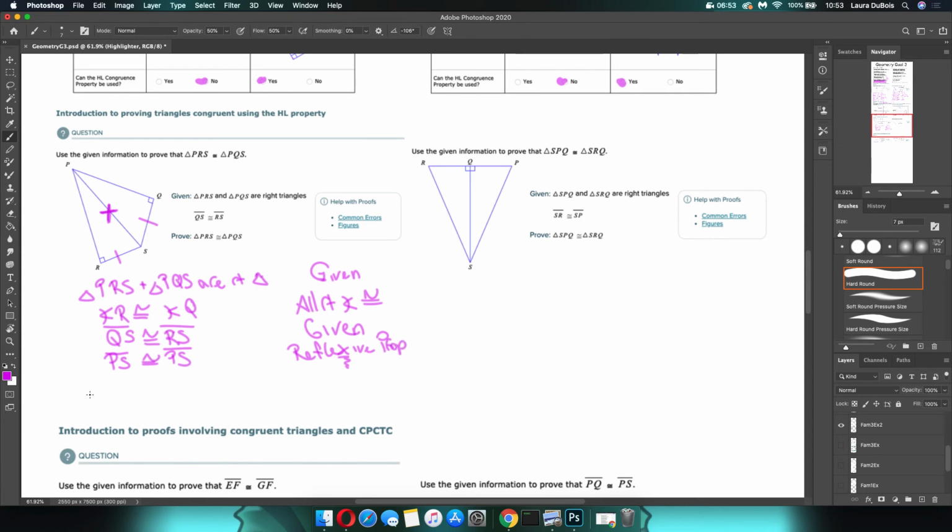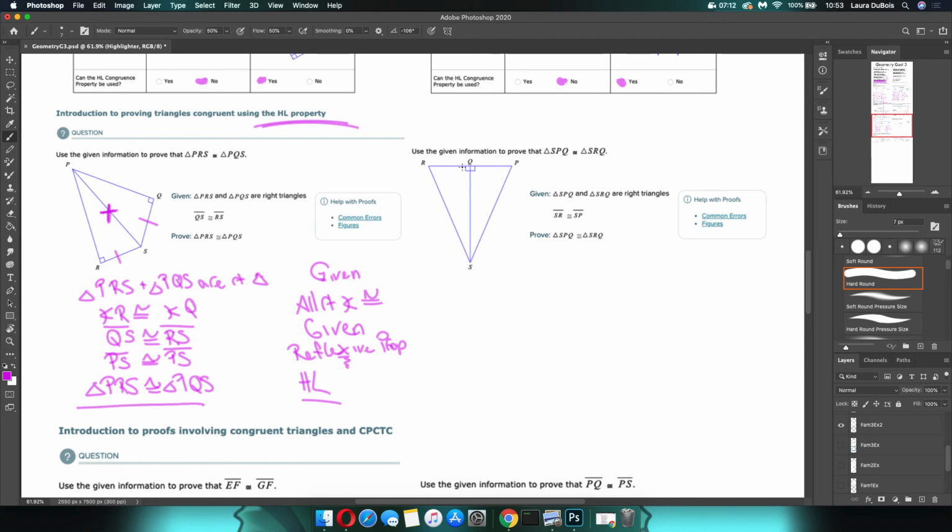And now we're ready. We have triangle PRS is congruent to triangle PQS, and specifically because it's hypotenuse leg. And since it's only the hypotenuse leg, you automatically know what your last line is going to be. It is going to be your proof statement, and it's going to be hypotenuse leg.